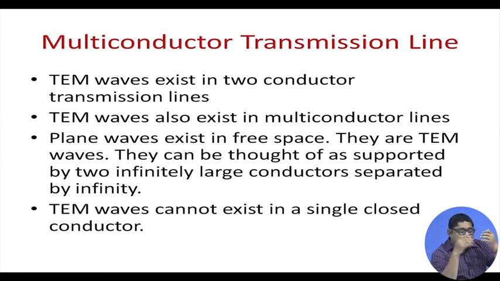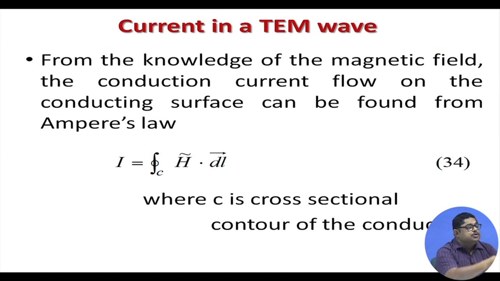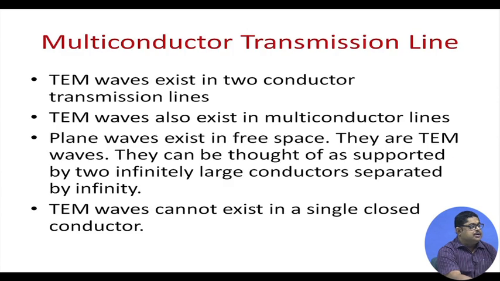So we know the structure, and we have told you how to do it. Similarly, we can also define a current from the magnetic field by having a contour integral along any closed path. So that means we can define the TM wave by voltage and current definition. Now, multi-conductor transmission line. So TM wave exists in a 2-conductor transmission line. TM waves also exist in multi-conductor lines.